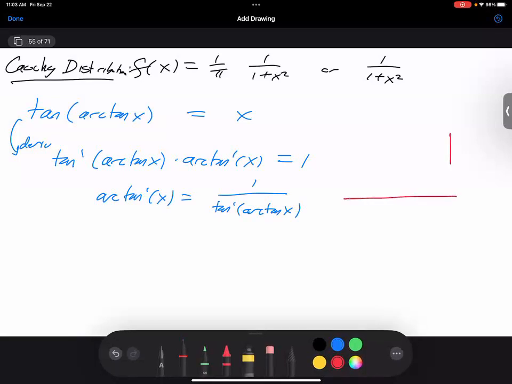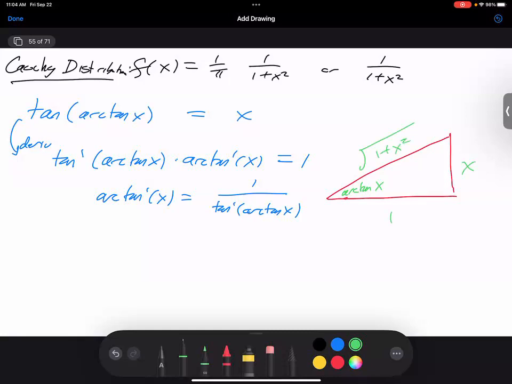So let's draw a triangle, and I want my angle down here to be the angle arctangent of x. Can anybody tell me, there's infinitely many correct answers, good side lengths so that the tangent of this angle will be x? Opposite side is x. Good. Adjacent side is 1. Good. Yep.